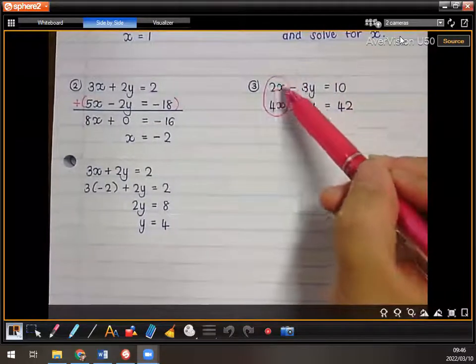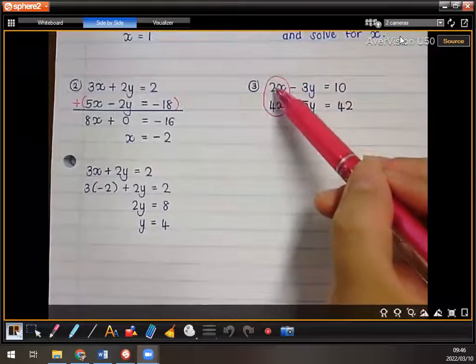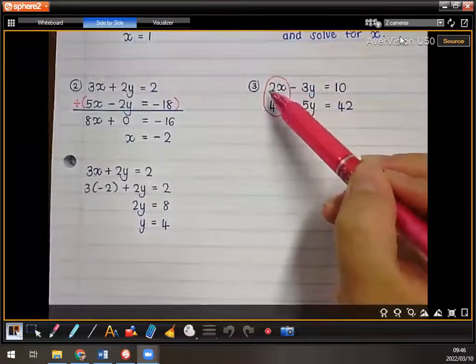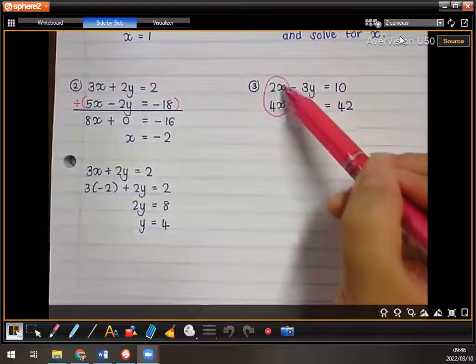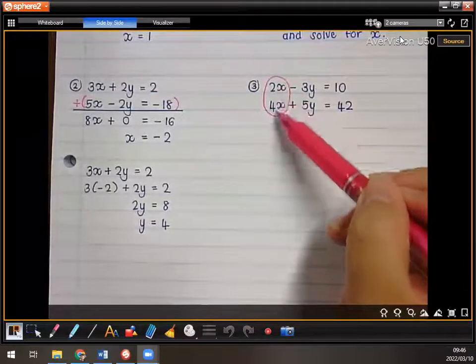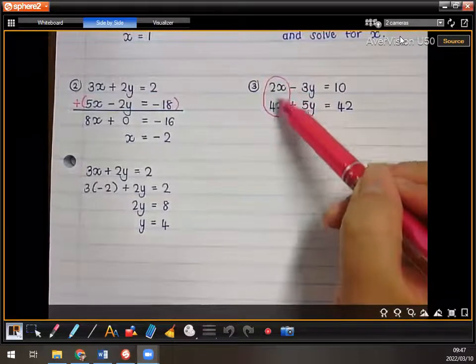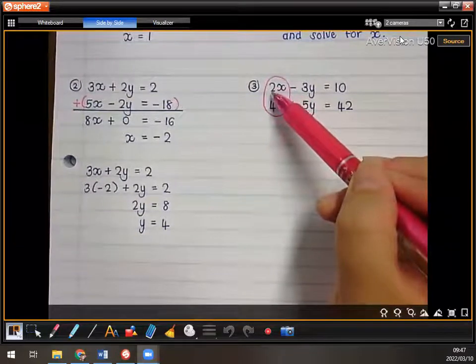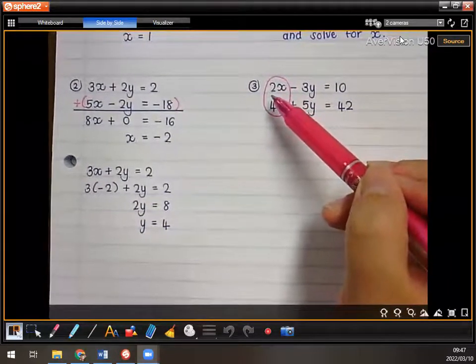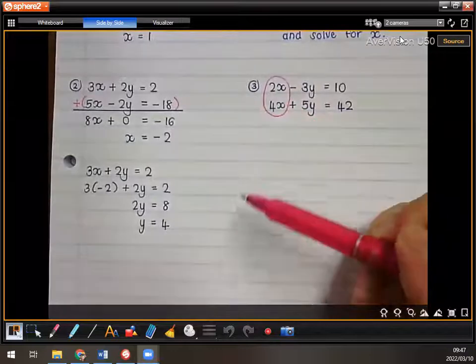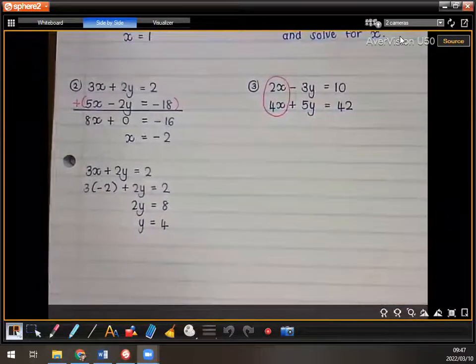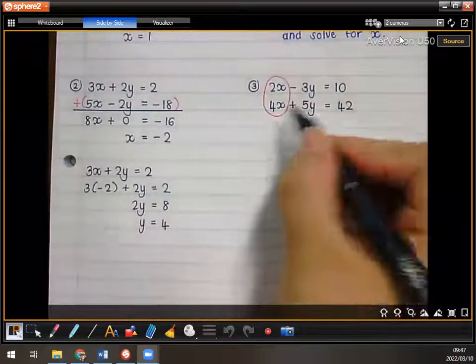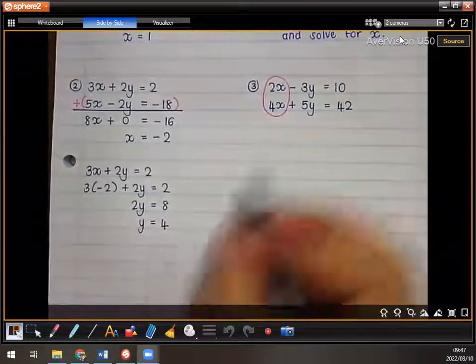So guys, basically I want to turn this positive 2x into a negative 4x, so that my x's are going to cancel out. Does that make sense? What do I do to a 2x to turn it into negative 4x? Multiply by negative 2, hey? So now you're going to have to rewrite this, because we can't just subtract.